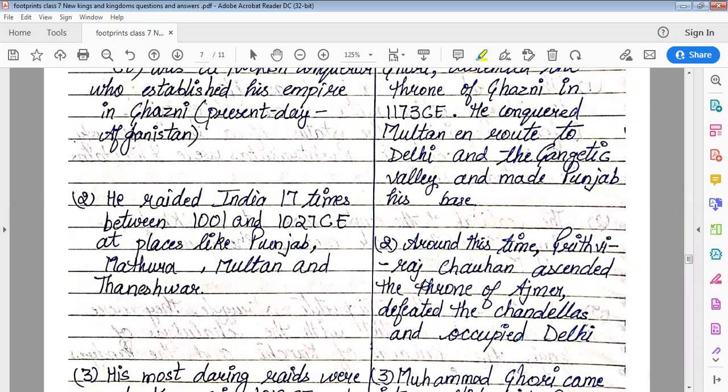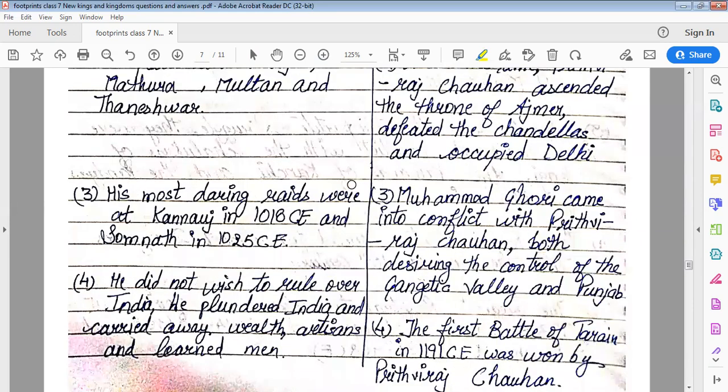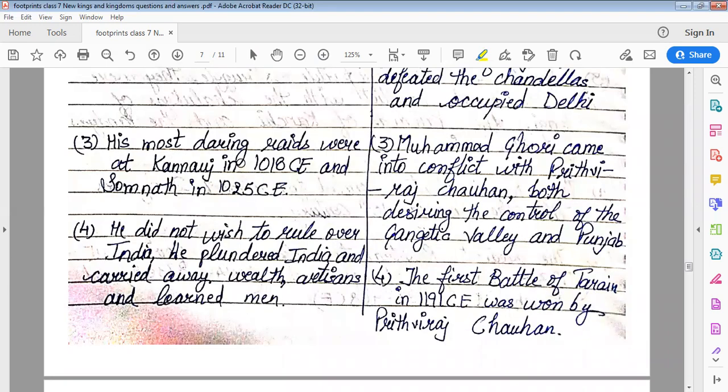Around this time, Prithviraj Chauhan ascended the throne of Ajmer, defeated the Chandelas, and occupied Delhi. His most daring raids were at Kannauj in 1018 CE and Somnath in 1025 CE. Muhammad Ghori came into conflict with Prithviraj Chauhan, both desiring the control of the Gangetic Valley and Punjab. He did not wish to rule over India. He plundered India and carried away wealth, artisans, and the learned men.